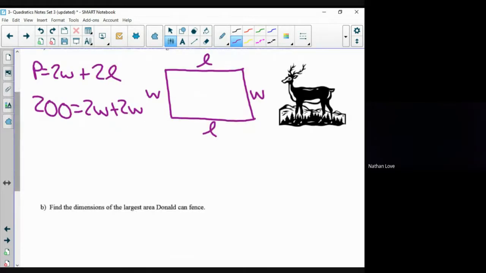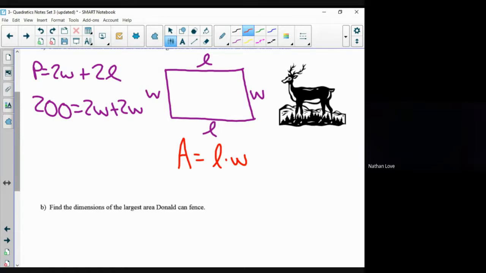Now we're looking for the area. Remember the formula for area of a rectangle? Length times width. Side times side. Now I have an L and a W, but I want to write it in terms of either W or L. So I have to solve for W or L. I don't care which one. We'll solve for W.